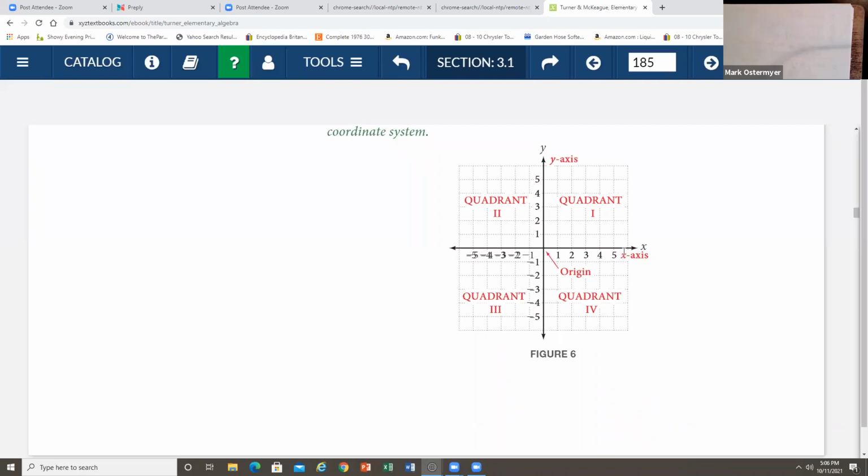The positive x direction is to the right, the negative x direction is to the left. The positive y direction is upwards. The negative y direction is downwards. The point of intersection between the x and y axis has a name. It's called the origin of the xy plane. And to plot points in the xy plane, we always start at the origin.